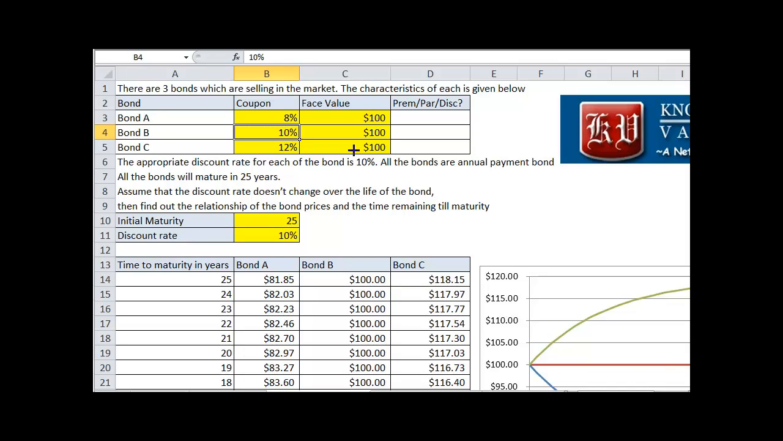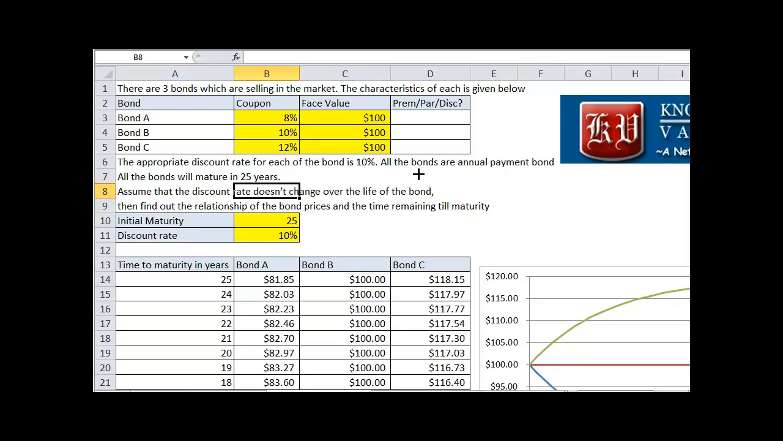Assuming that the discount rate for each bond is 10% and all bonds are going to mature in 25 years. They are saying to assume that the discount rate doesn't change over the life of the bond. Please note that here we are assuming that time will change, but the discount rate is not going to change. So the discount rate is 10%.